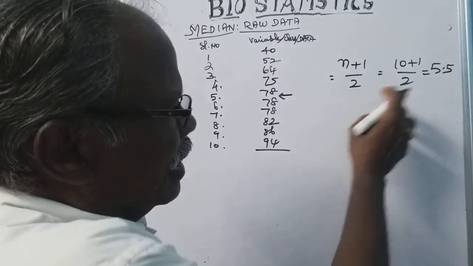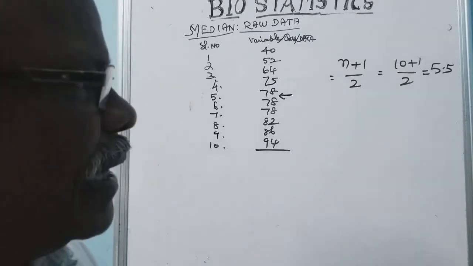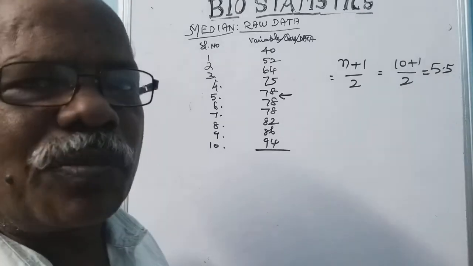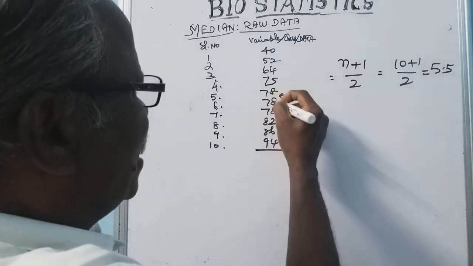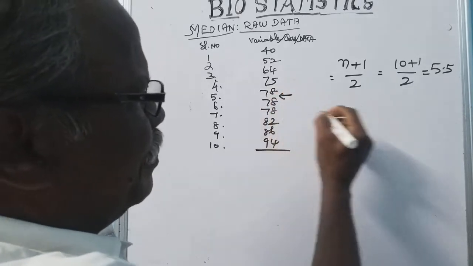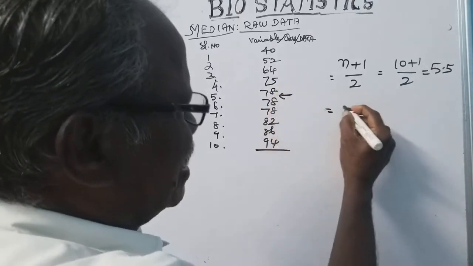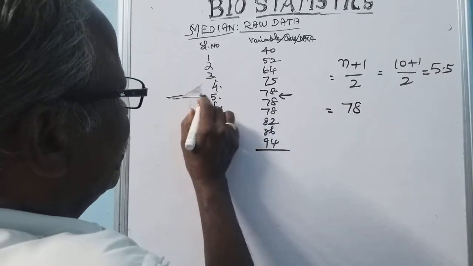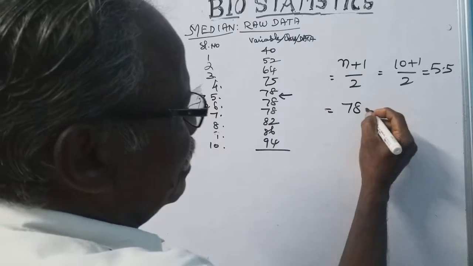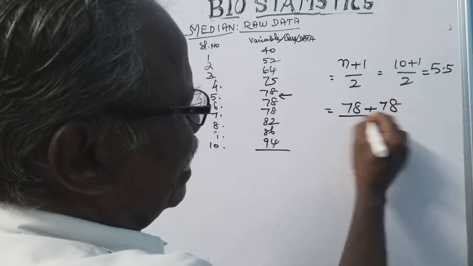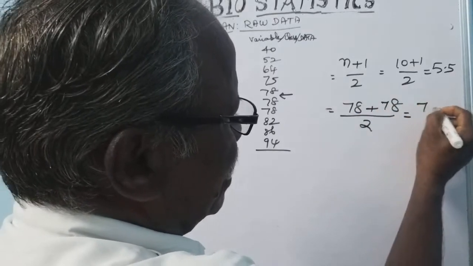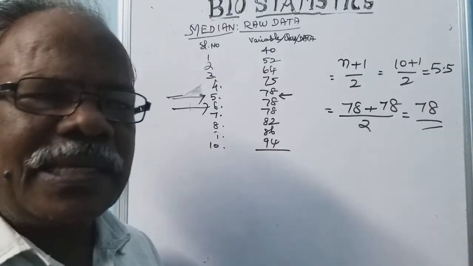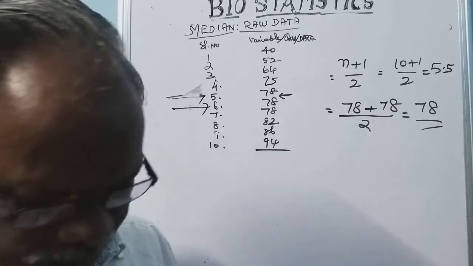The median number is 10 plus 1 by 2, 5.5. So it falls between 5 and 6. The 5 represents 78, and then 6 represents 78. 78 plus 78 divided by 2 is equal to 78. So the median is 78. So in this case, the median is 78.